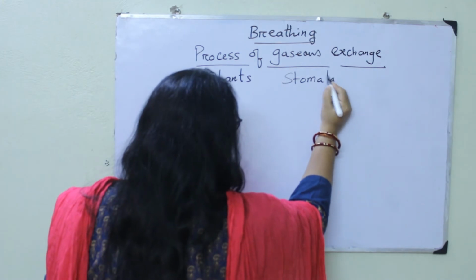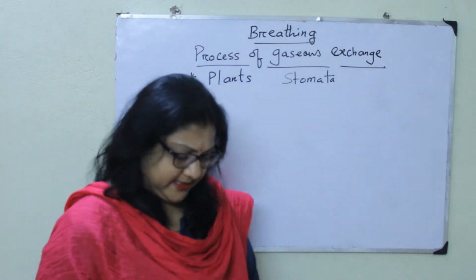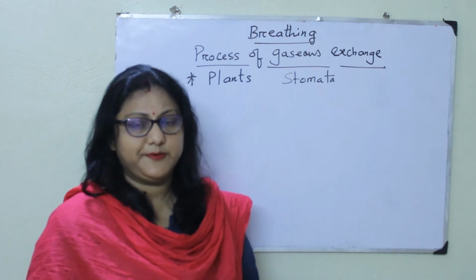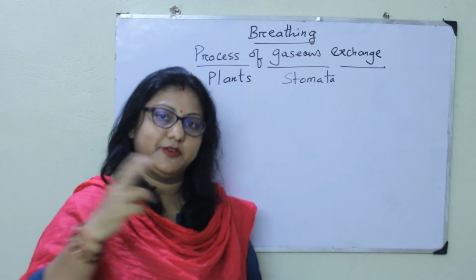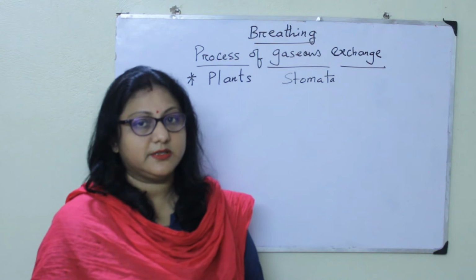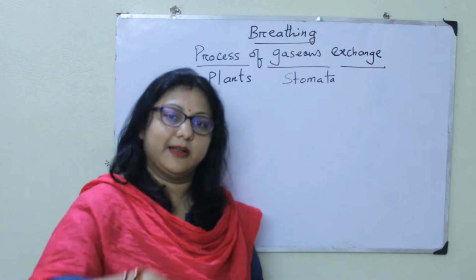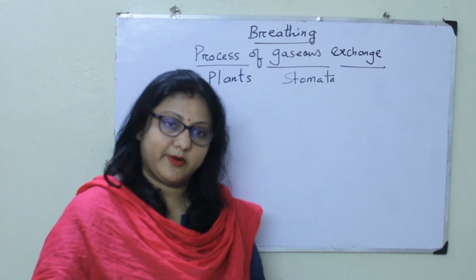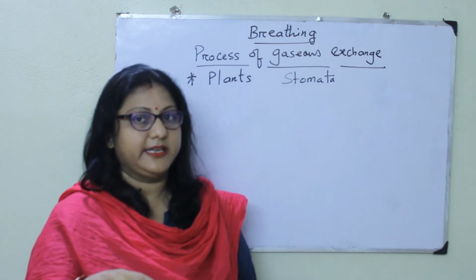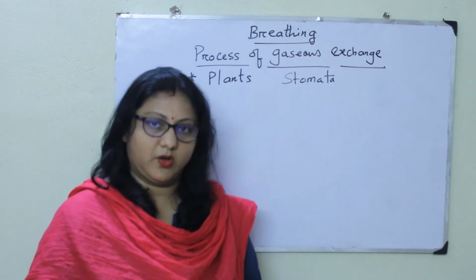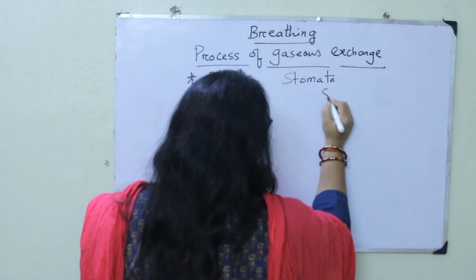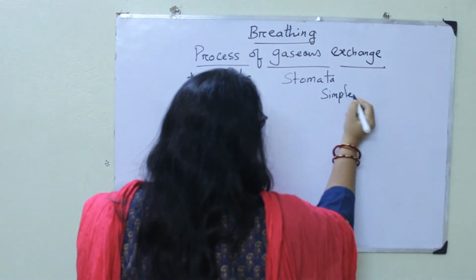The structure which helps the plant with the process of gaseous exchange, we have already discussed. That is the stomata. Stomata are tiny pores present mostly on the lower epidermis of the leaves and they carry out this exchange of gases. So whenever oxygen is required, they will take in oxygen. Whenever carbon dioxide is required, they will take in carbon dioxide. Depending on the requirement of the cells, depending on what is lacking in the cells, they will be taking in the carbon dioxide or oxygen, right? The process which is followed here is simple diffusion.